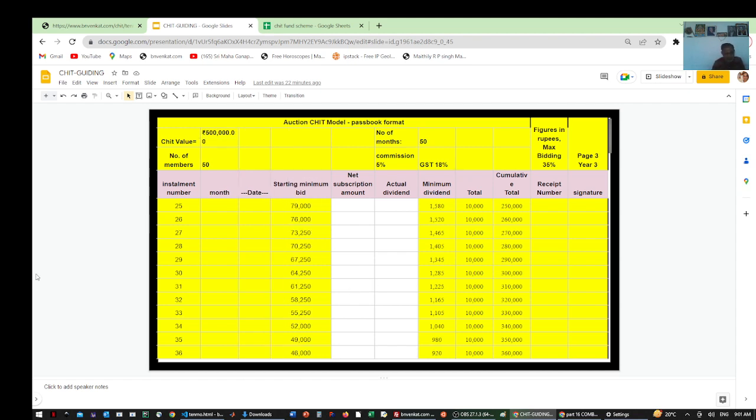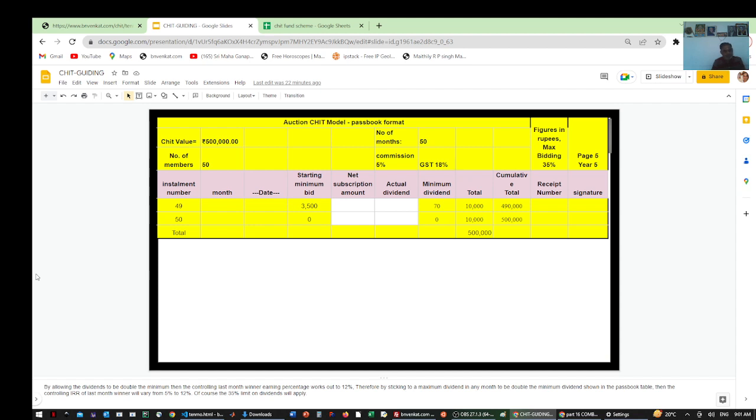And this is for the third year, this is for the fourth year, and for the last 2 months, the fifth year, only 2 months will be left out. On this, it will be filled up. And for the 50th man, the starting minimum bidding is 0, maximum bidding is also 0 only. For this 50th man, there will be only 1 man left out, so there will be no auction.